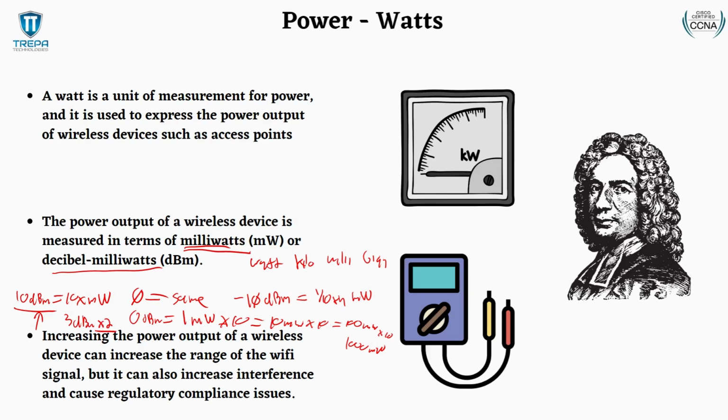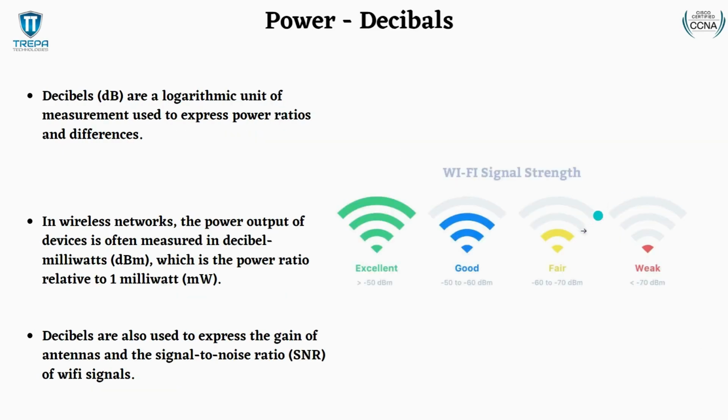Before we go over this equation a little bit more, let me make sure I hit every mark. Decibels are a logarithmic unit of measurement used to express power ratios and differences. In our wireless networks, the power output of devices is often measured in decibel milliwatts, dBm, which is the power ratio relative to 1 milliwatt. Essentially meaning 0 dBm, like we described in the earlier slide, equals 1 milliwatt.